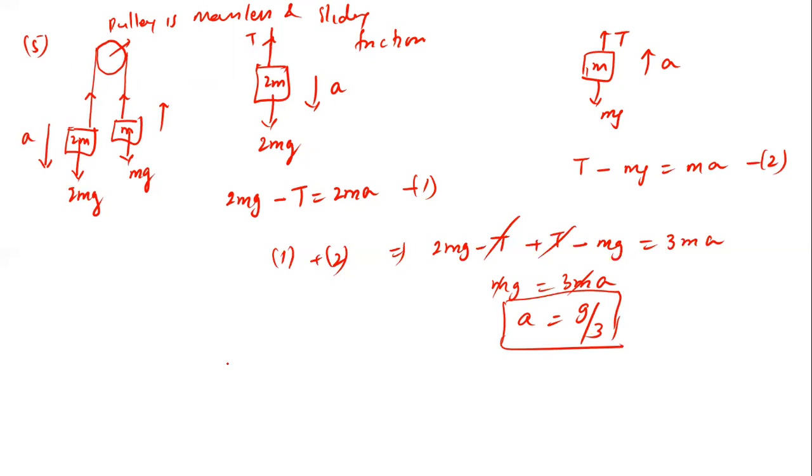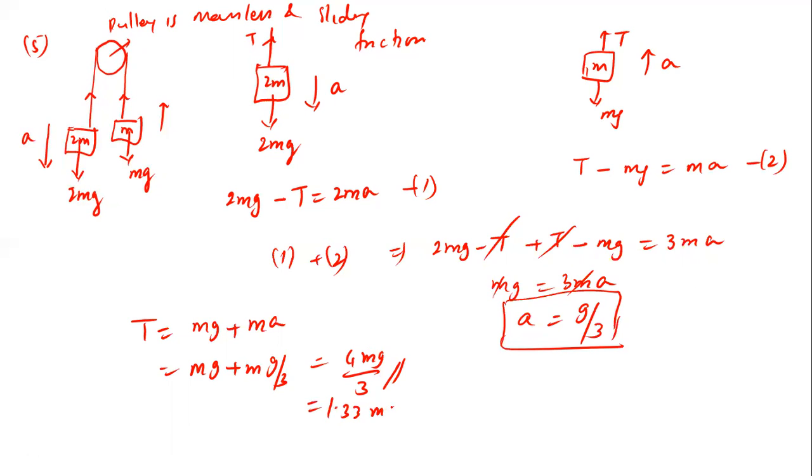Okay, then now let us find out the tension here. If I want to find the tension, T is equal to mg plus ma. Now which should be mg plus m into g by 3. Why g by 3? I have taken this and substituted it over here. This should now be equal to 4mg by 3. Right? This should be 4mg by 3, which is nearly equal to 1.33 mg.